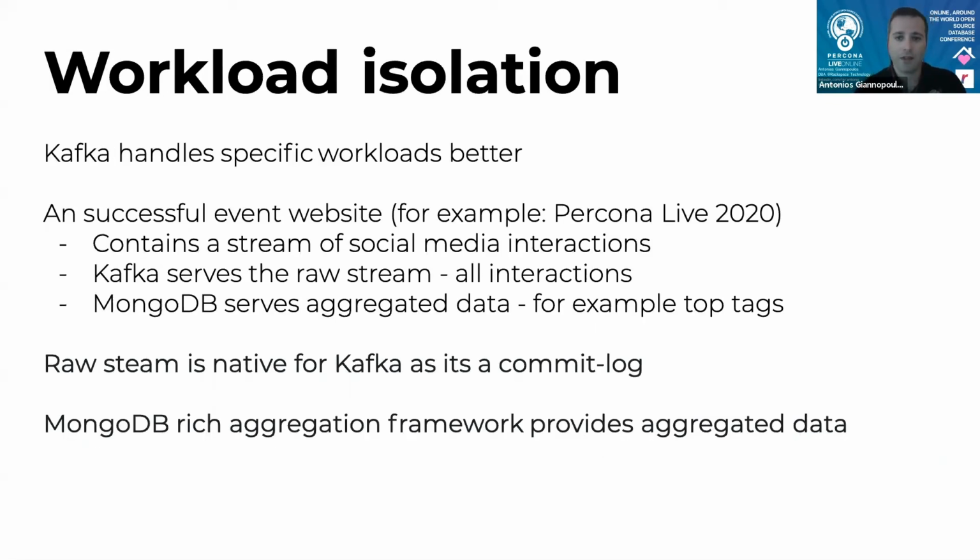Another use case we came up with is workload isolation. And Kafka can handle some workloads way better than MongoDB. Let's see that with an example. Let's say we have a very successful event like Percona Live. And most probably those events have an app. And on the application, the users do interactions with social media. And the first thing when you open the application, you want to see the latest interactions. So you can serve those interactions, if you have a MongoDB to Kafka, Kafka to MongoDB topology, by Kafka, because this is a native workload for Kafka. The events come, they're ordered on the Kafka, so you can serve them straight away.